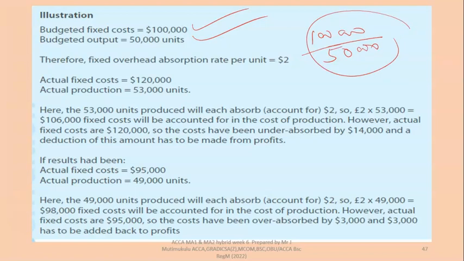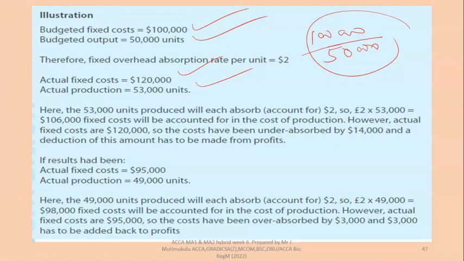Actual fixed cost is equal to 120,000. Actual production units were 53,000 units. Here, the 53,000 units produced will each absorb $2. That is $2 multiplied by 53,000, and we get 106,000 of fixed costs, which would be accounted for in the cost of production. However, actual fixed costs were 120,000, so the cost has been under absorbed by 14,000.